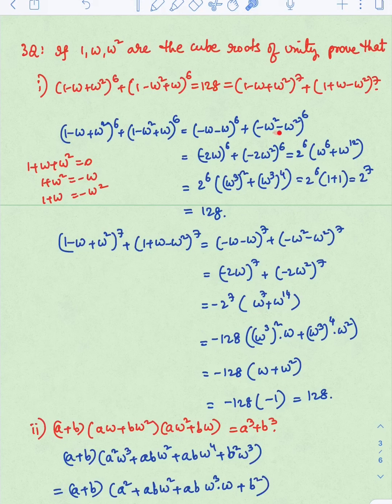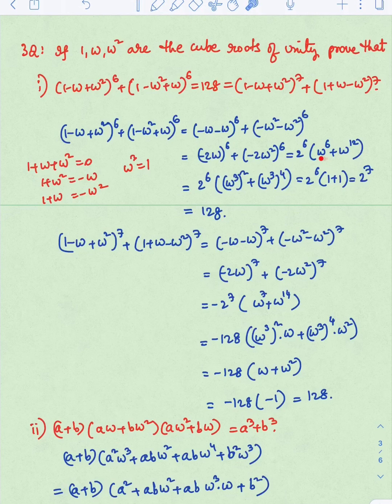Okay, there are 2 with the same symbol, minus 2 omega square. Minus power 6 means you get plus. Here also 2 power 6, here also 2 power 6 is common in it. So omega power 6, omega power 12. Don't forget to put the plus symbol. 2 power 6. Now one more formula is going to be applied, that is omega cube is equal to 1.